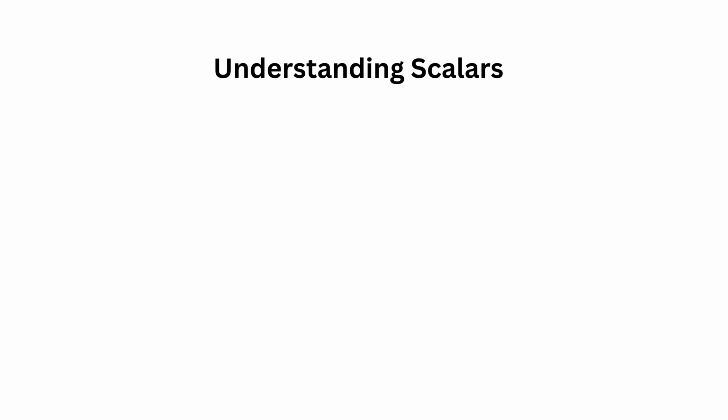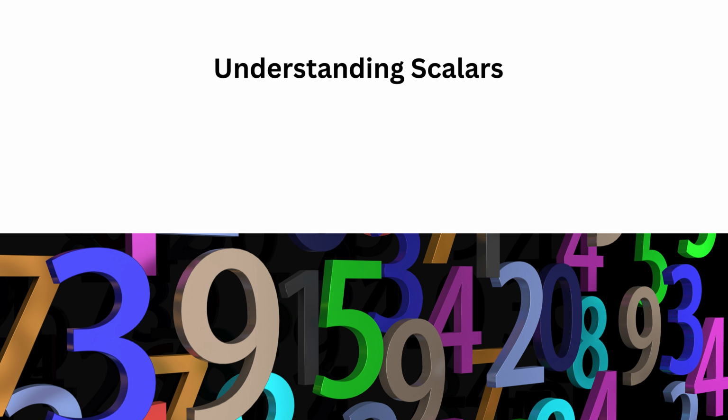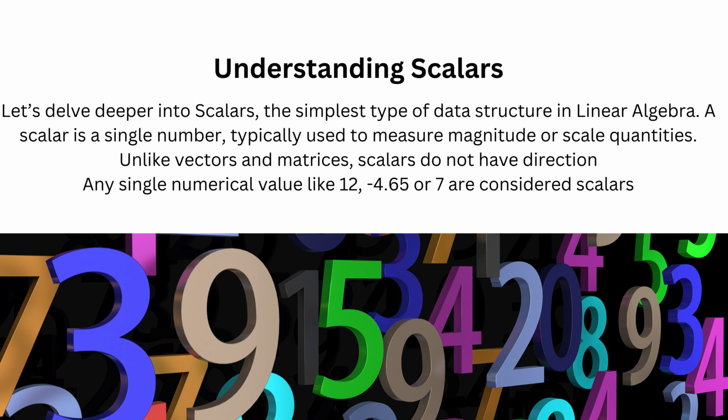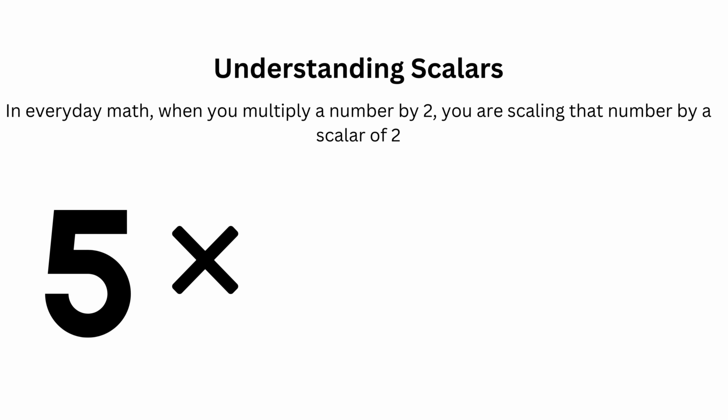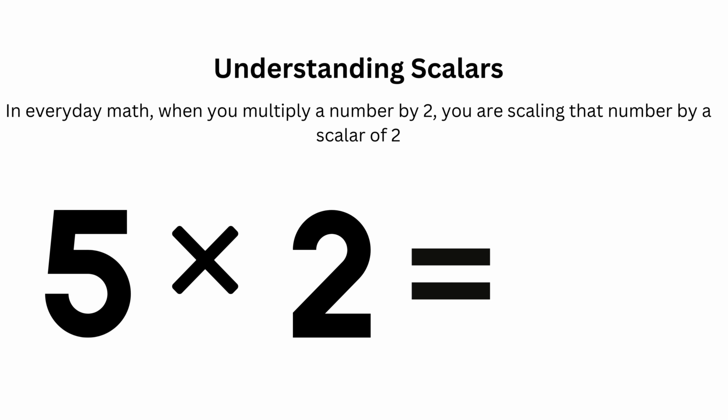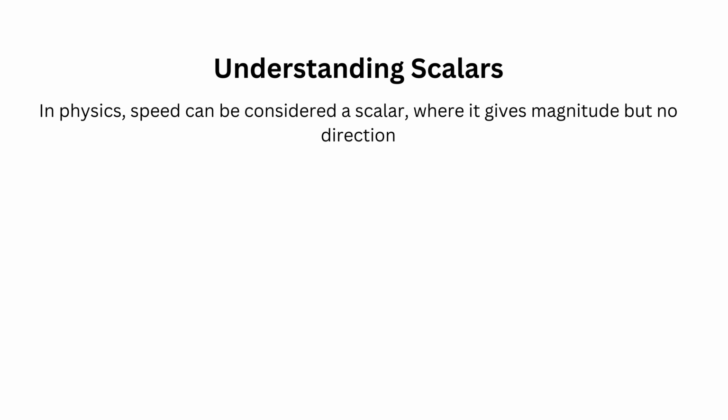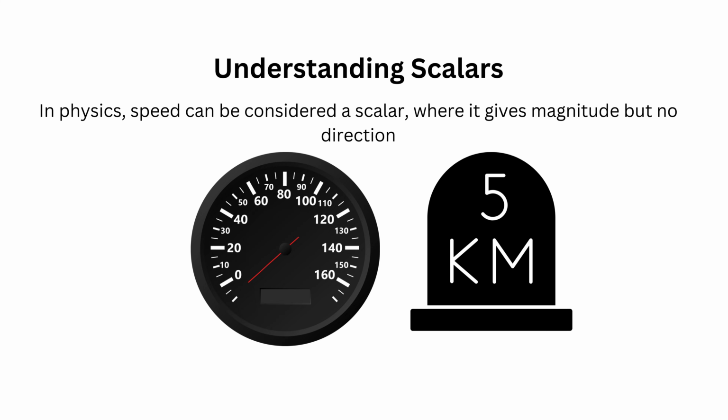Let's delve deeper into scalars, the simplest type of data structure in linear algebra. A scalar is a single number, typically used to measure magnitude or scale quantities. Unlike vectors and matrices, scalars do not have direction. Any single numerical value like 12, minus 4.65 or 7 are considered scalars. In everyday math, when you multiply a number by 2, you are scaling that number by a scalar of 2. In physics, speed can be considered a scalar, where it gives magnitude but no direction.